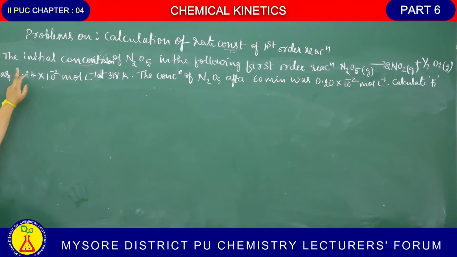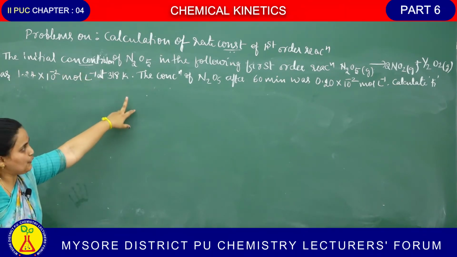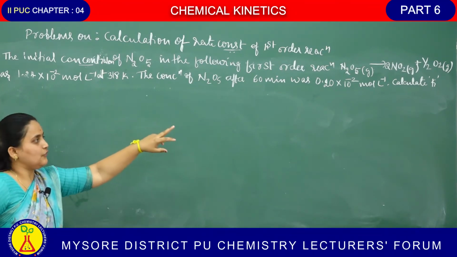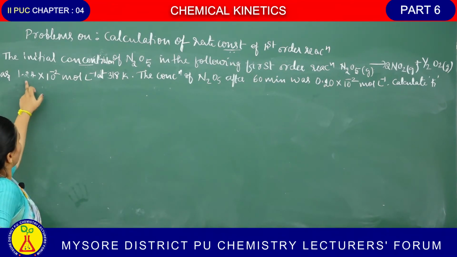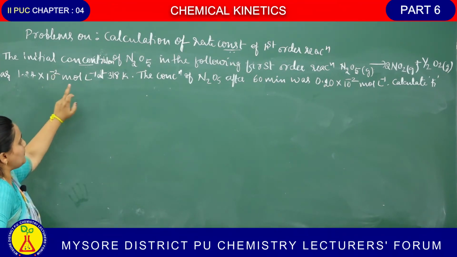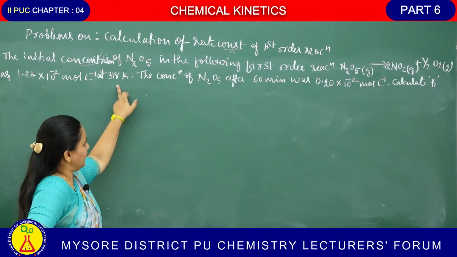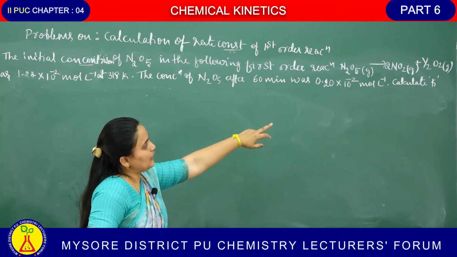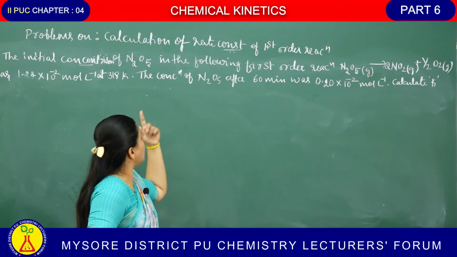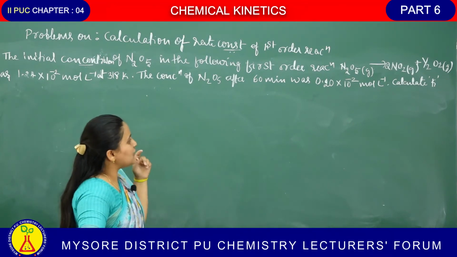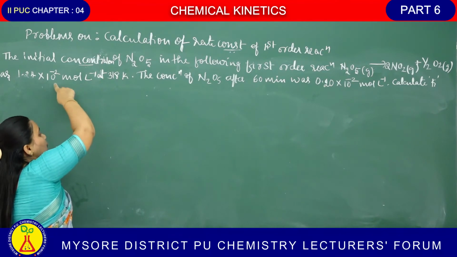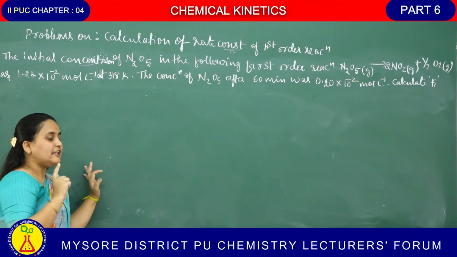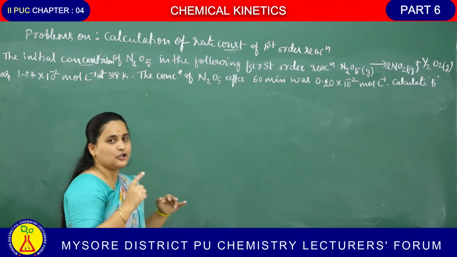See the fourth question. The initial concentration of N2O5 in the following first order reaction, N2O5 giving rise to 2NO2 plus O2, was 1.24 into 10 power minus 2 mole per liter at a temperature 318 Kelvin. The concentration of N2O5 after 60 minutes was 0.20 into 10 power minus 2. We have to calculate the rate constant at a temperature 318 Kelvin. Initial concentration they mentioned 1.24 into 10 power minus 2. Final was mentioned 0.20 into 10 power minus 2.